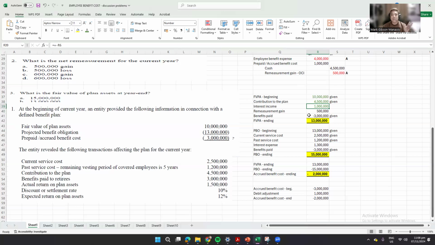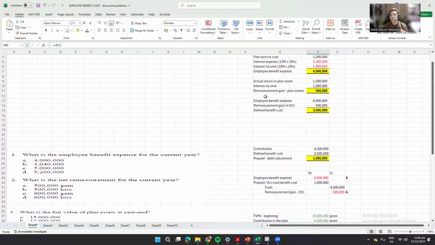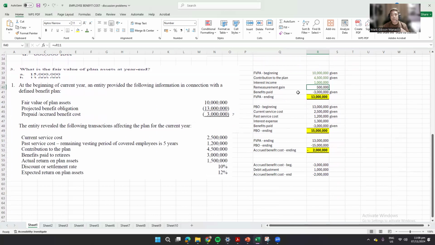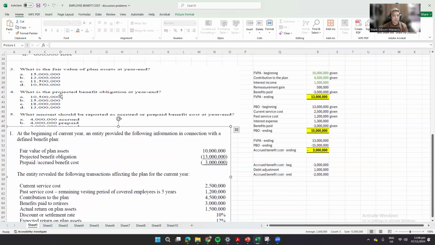No? So in this case, meron tayong kinukuha dito remeasurement gain. So we have to add it, 500,000. Kanina, di ba, na-discuss na natin how we have computed for the remeasurement gain. Okay? And then any benefits paid, no? So we have to deduct it, so just get the sum. So 10 million plus 4.5 plus 1 million plus 500,000 remeasurement gain less the benefits paid. So we get 13 million. So that's the fair value of the plan assets at year end. So 13 million. So that's letter B.